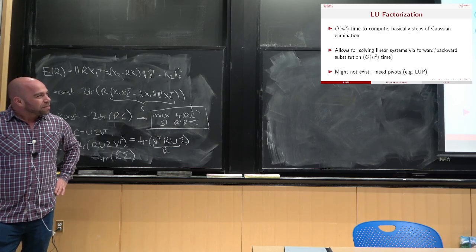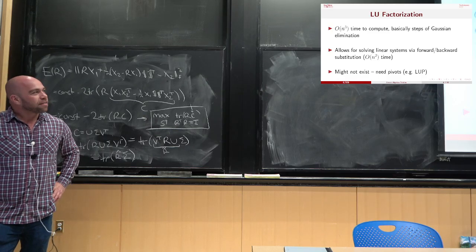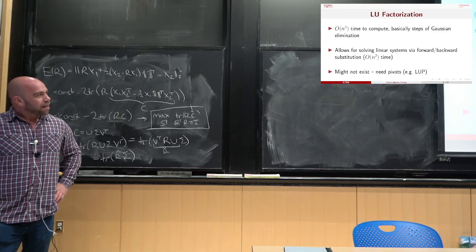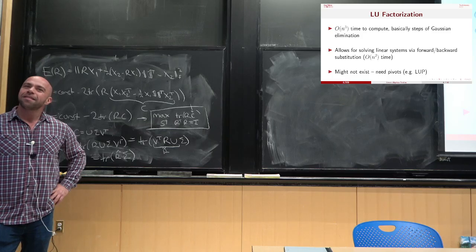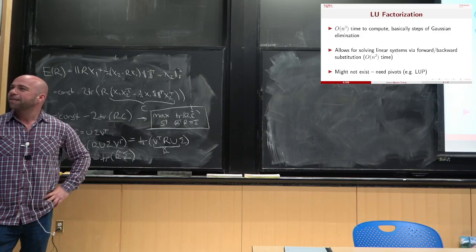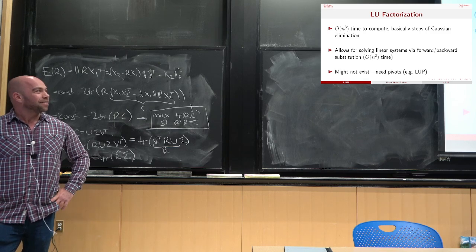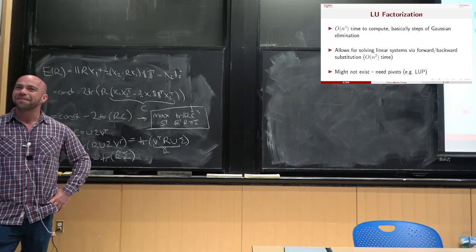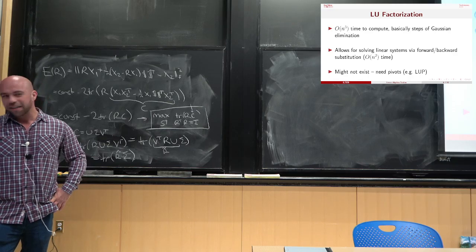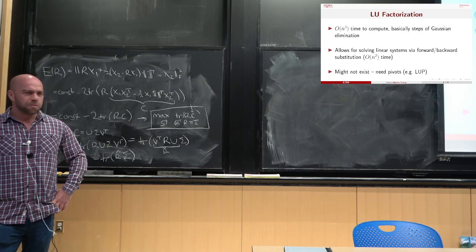This thing is a cubic time thing to compute, which basically is just caching the steps of Gaussian elimination. And the good news is once you have done that, then solving Ax = b takes quadratic time instead of cubic. What's the gotcha? Well, the gotcha is computing the LU factorization itself takes cubic time, right? So there's sort of a conservation of cubicness.